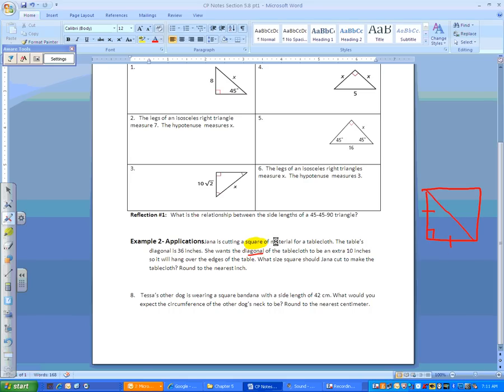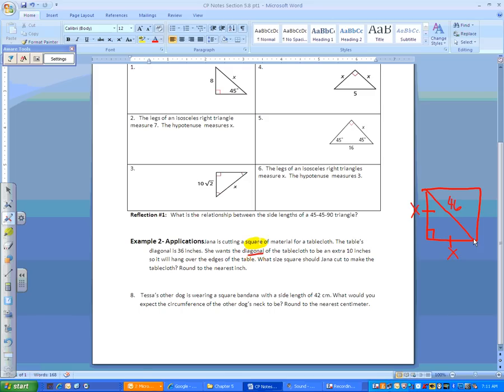Okay, so the table's diagonal is 36 inches. She wants the diagonal of the cloth to be an extra 10 inches long. What size square should she cut to make the tablecloth? So she doesn't really want 36. She actually wants 46 inches, right? And so she wants to know how long should the sides of the square be if she wants the diagonal to be 46. So we're going to call these x's.